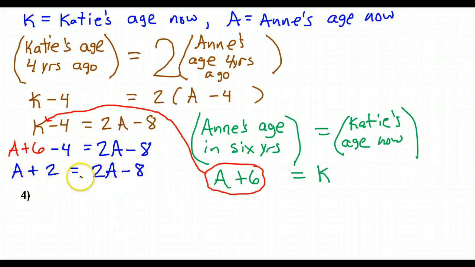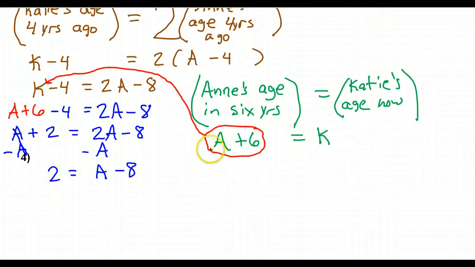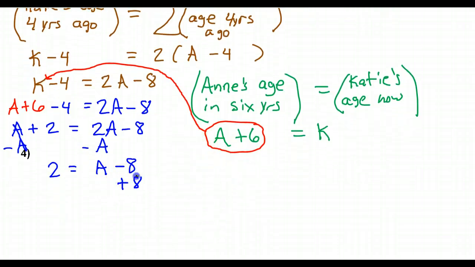I have to solve this. I see I have the same variable on both sides of the equation. Whenever that happens, you need to get rid of one of them. So I'm going to subtract A from both sides. So that's going to leave me with 2 equals A minus 8. Alright, let's add 8 to both sides.